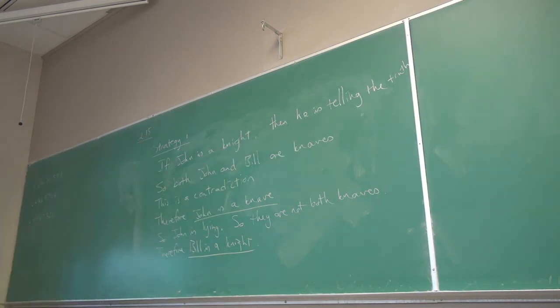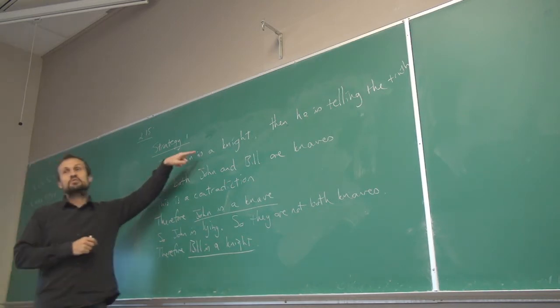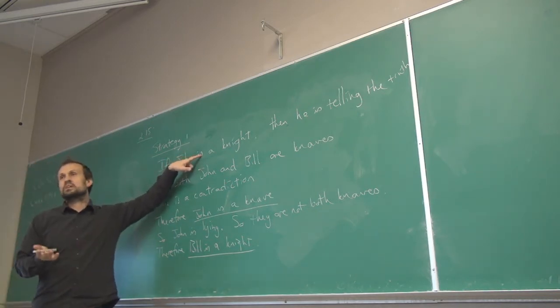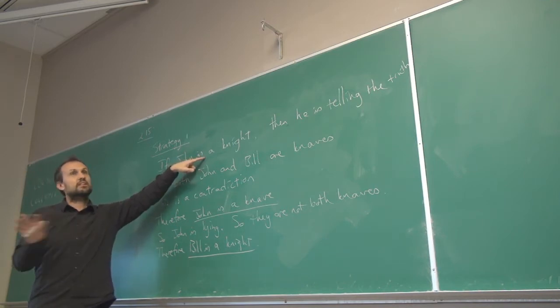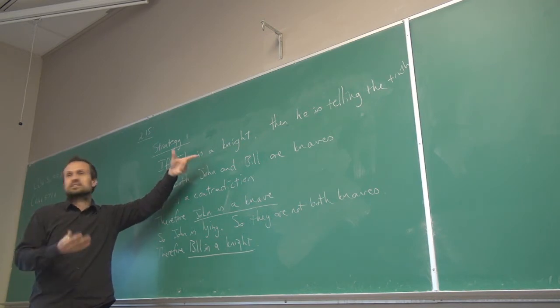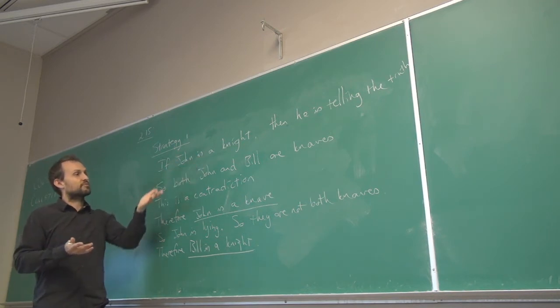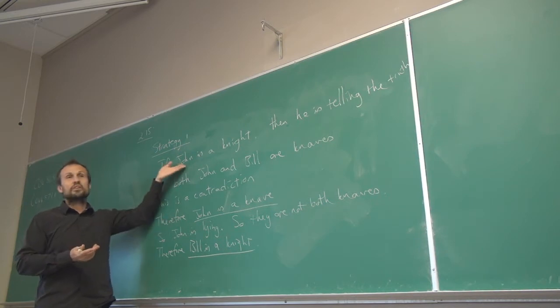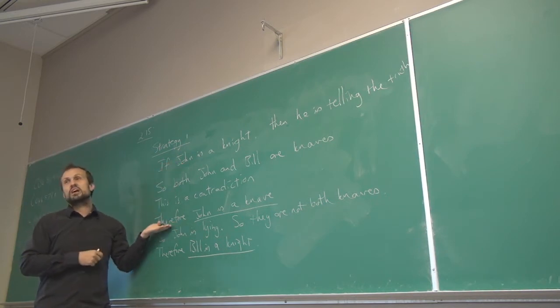What does he say? He says we're both knaves. Can that be true? But if he's a knight, it has to be true. Therefore he can't be a knight, because he contradicts himself. If he's a knight, everything he says has to be true. But he says he's a knave, and that can't be. Therefore we have to conclude that he's not a knight, therefore he has to be a knave.